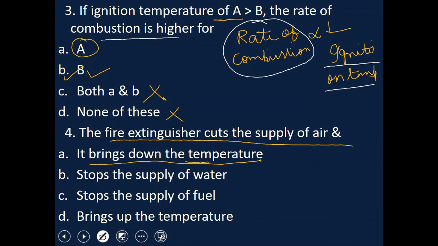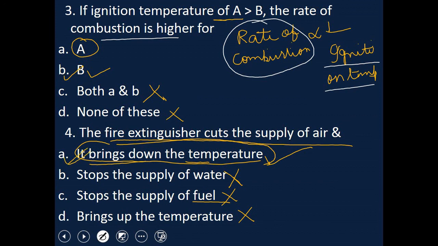Then, it stops the supply of water. No, this is not the correct answer. There is no question of this point. Stops the supply of fuel. No, fuel was already there. The fire extinguisher is only trying to cut the supply of air. If the supply of air is cut down, what will happen? No combustion, no release of heat, so it brings down the temperature. Brings up the temperature, absolutely wrong answer. Stops the supply of air, absolutely wrong answer. So the correct option is option A.